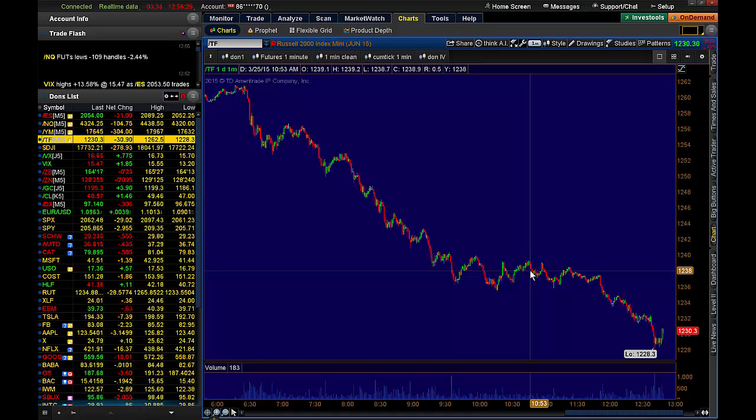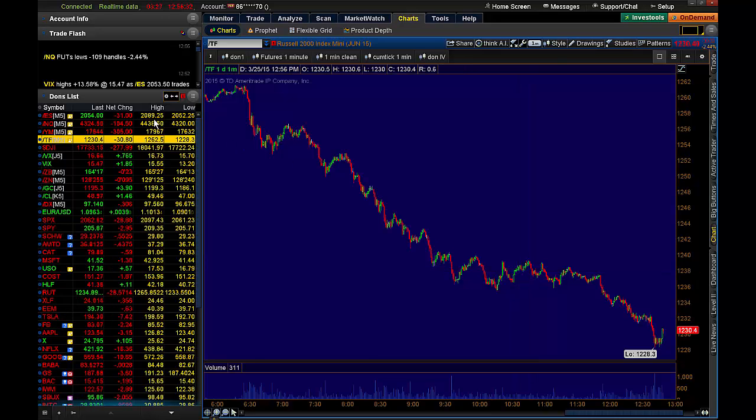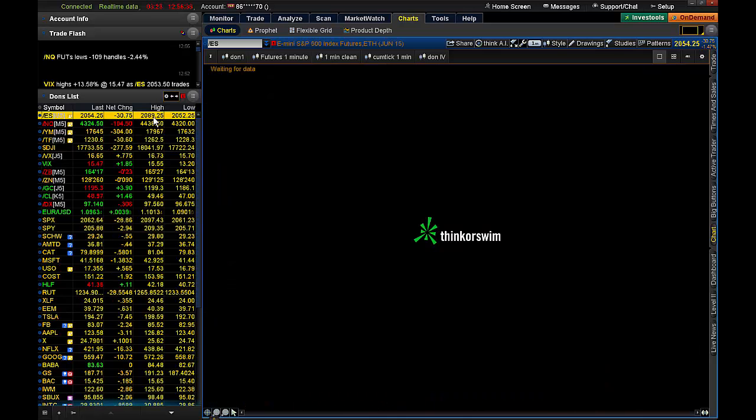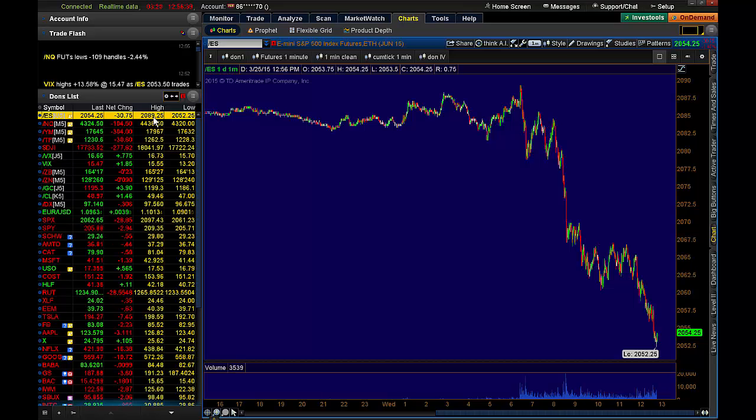And that's something we've actually seen day in and day out, is the Russell has been leading the S&Ps around by the nose. If you take a look at the S&Ps, which are in fact down 31 right now, on a percentage basis, they're faring much better than the Russell has fared today.